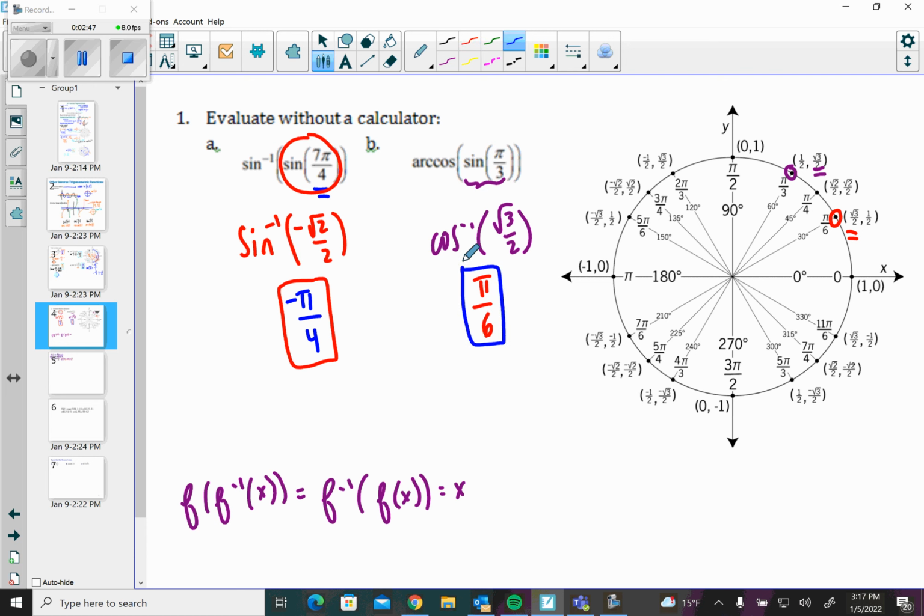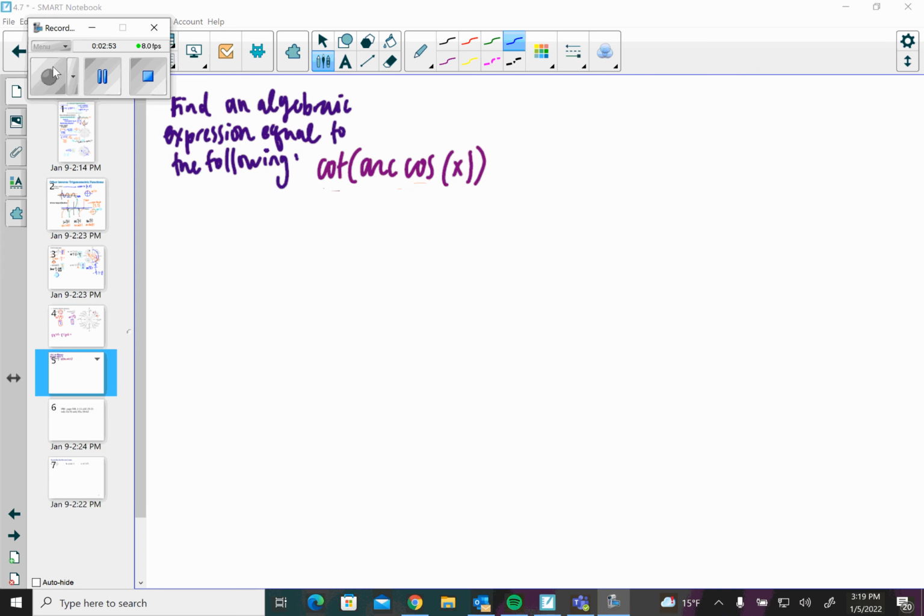Realistically, these problems are doing the same things we did yesterday. They were just adding an extra layer. We have another example in this section, and it asks us to find an algebraic expression to equal the following. Cotangent of arc cosine of x. The first thing I want to point out is that our answer is not going to be a number. It's not going to be a value. It'll be an algebraic expression, meaning it'll be something in terms of x.